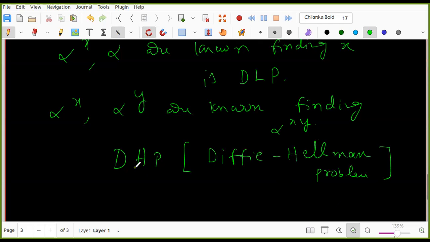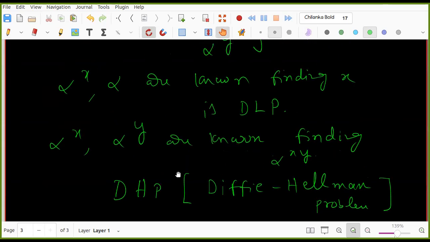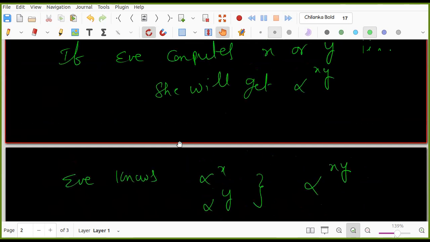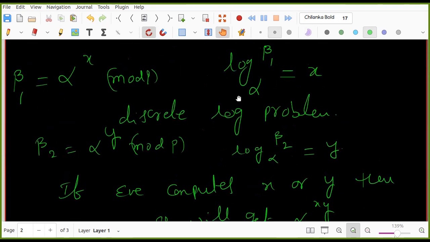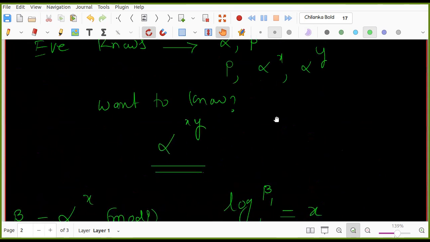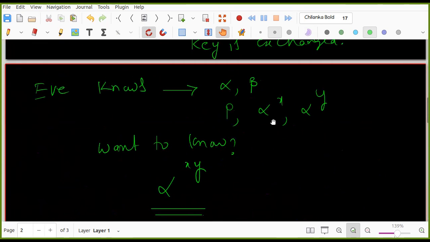Diffie, yes. But Eve knows alpha as well, right? Yes, Eve knows alpha, Eve knows beta, Eve knows alpha power x, alpha power y. But she does not know how to compute x, how to compute y, how to compute alpha power xy also. No, I mean alpha she knows, alpha power x she knows. Then she can compute by discrete log, right? If the discrete logarithm problem is done, then it is possible to find out DHP.